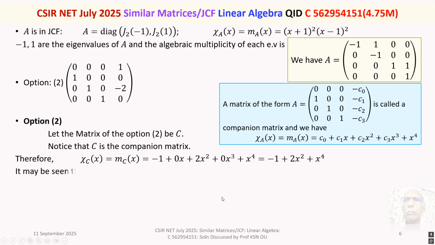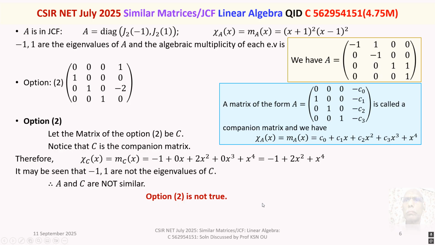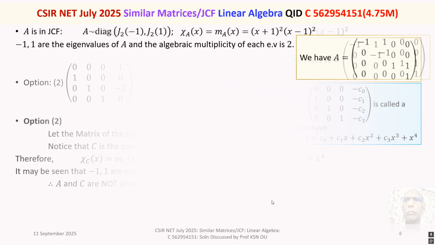Observe that 1 and minus 1 are not the eigenvalues of C. You can check. So 1 and minus 1 are not the eigenvalues of C. Therefore, A and C are not similar. If they are similar, the matrix C should also have at least the eigenvalues 1 and minus 1. They are not similar. Therefore, option 2 is not true. Agreed. We go to option 3 in the next slide.